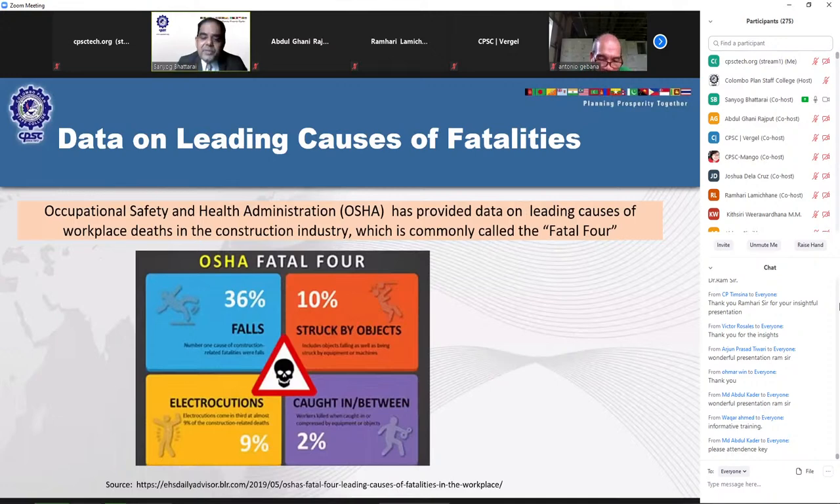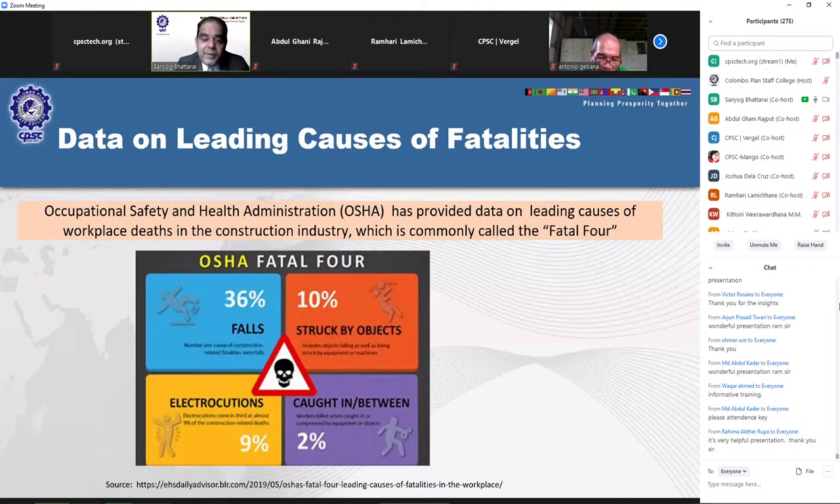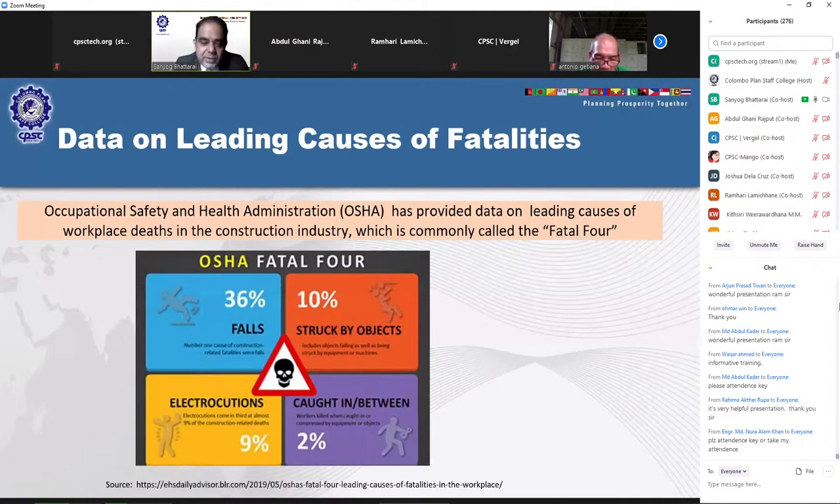Then caught in between machinery: machines are moving and students may get caught in between the machine. That is 2%, so very low. So the highest is falls. Falls are very, very common: 36%, then struck by objects 10%, electrocution 9%, and caught in between machinery or some other thing, 2%. So this is data for the construction industry, but this is also applicable to other occupations as well.